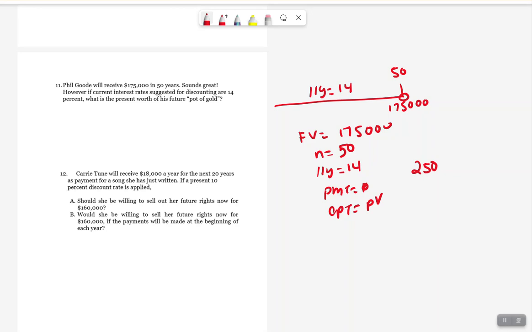That present value, if you're using a calculator, will be worth $250. So the pot of gold that you're going to receive is worth $250 today. It sounds like a little money, but if you think about it, put in $250 today, and you should end up with close to 175,000 in 50 years. Fifty years is a lot of years.